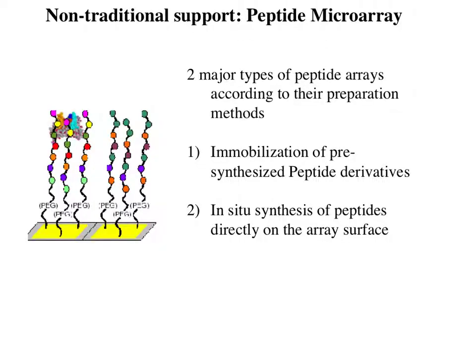Another non-traditional support is the peptide microarray. There are 2 types of peptide arrays according to their preparation method. One is immobilization of pre-synthesized peptide derivatives. So essentially you generate your peptide libraries, probably using standard solid phase peptide synthesis in parallel, and then you add those pre-synthesized peptides onto your substrate, in this case shown here. Or you can do in situ synthesis of peptides directly from the surface.